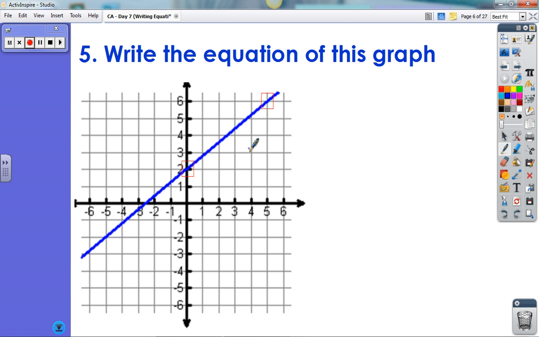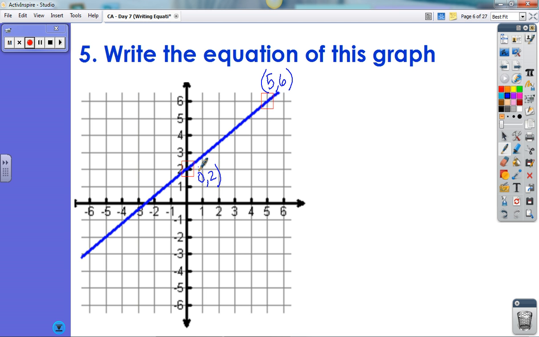So here, notice I've highlighted 2 good points. What I mean by that is they cross right in the corner rather than slightly above or below. So this one crosses right in the corner, as does this one. So this coordinate right here would be 5, 6. And this coordinate right here would be 0, 2.